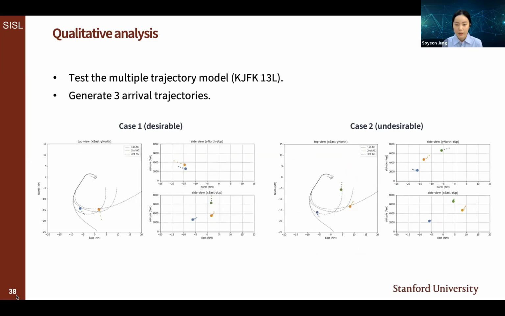We also generated 3 trajectories using the multiple trajectory model. Here, each figure consists of a top view and side views. In case 1, we can observe that the orange aircraft gets close to the blue one, then it detours its way and decreases speed until it has enough separation.